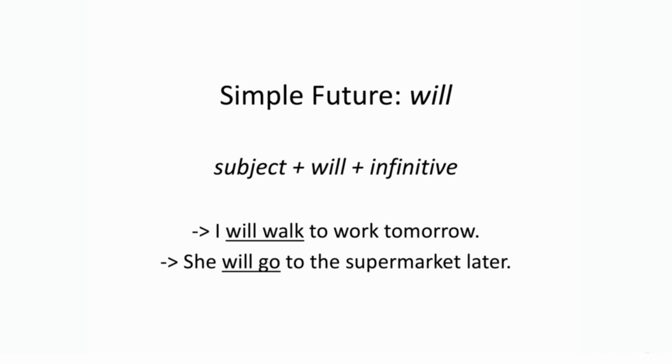We form the future tense with the modal auxiliary will by using the construction subject plus will plus the infinitive verb. I will walk to work tomorrow. She will go to the supermarket later. Notice how go is in the infinitive form. We do not change it to goes. There is no subject-verb agreement with the pronoun she.